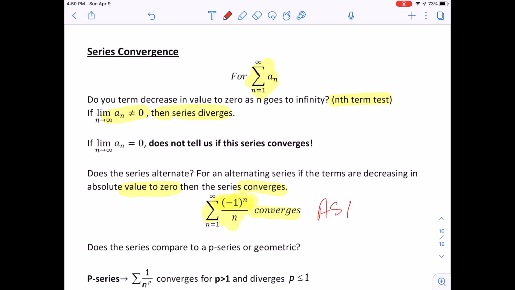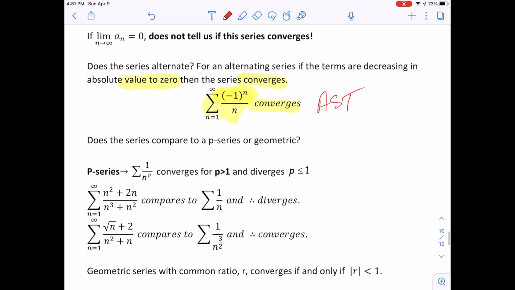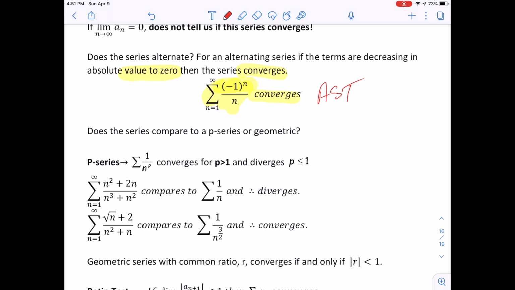If it's not alternating, we're going to look for a p-series or a geometric series to compare it to, right?